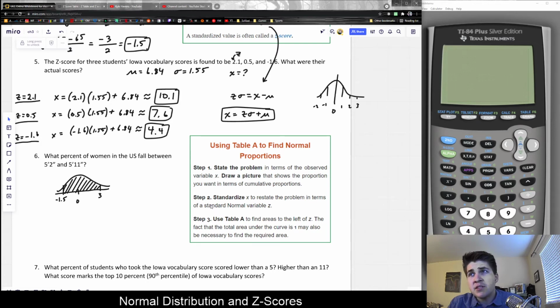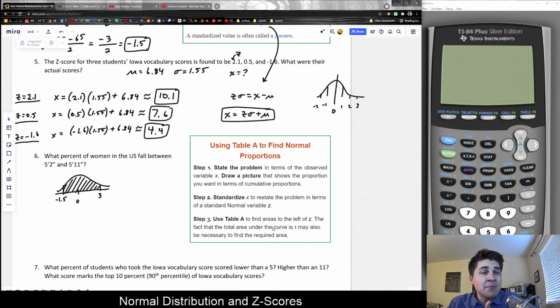In step 2, it says standardize x, restate the problem in terms of the normal variable z. Well, we already did that. I actually recommend doing that before you draw the picture, but you can do it either way. And then step 3, it says use table A to find areas to the left of z. The fact that the total area under the curve is 1 may also be necessary to find the required area. But basically, it says to then figure out the cumulative proportion.